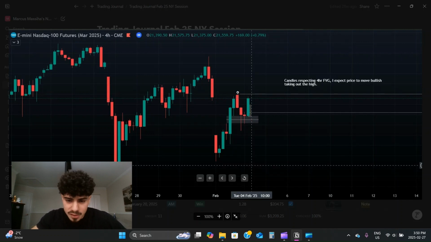So what happens here? We start retracing back down into this fair value gap. And as you can see, we have wicks down here, but we close above the fair value gap. And more importantly, we close above consequent encroachment of the fair value gap, meaning we're respecting the fair value gap. And mind you, this is a 4 hour time frame.